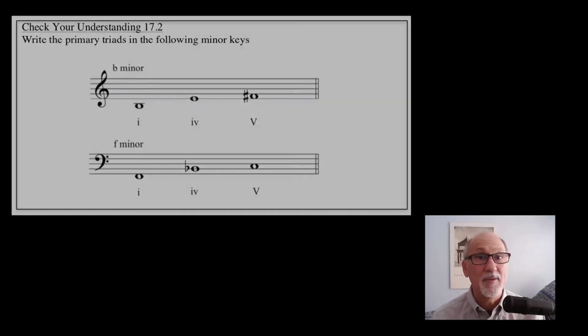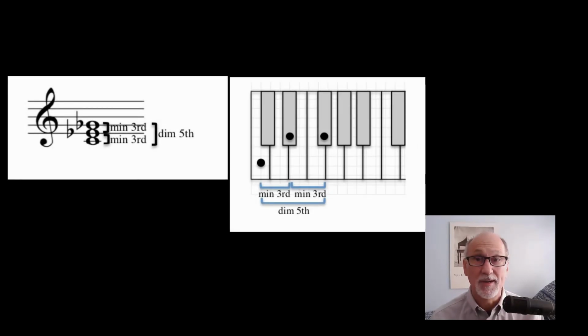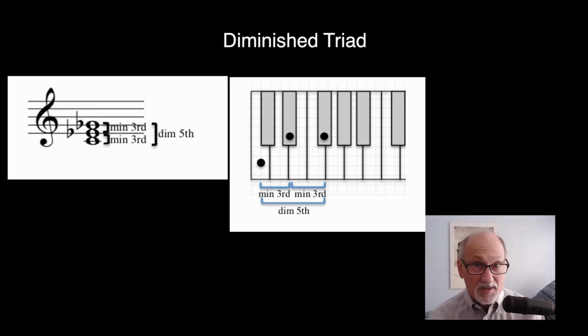Now, aside from major and minor triads, there are two additional triadic qualities that are in common usage: the augmented and the diminished triad. The diminished triad consists of a minor third above the root to the chord tone third and a minor third from the chord tone third to the fifth. The result is a diminished fifth between the root and the fifth. The structure is illustrated here.